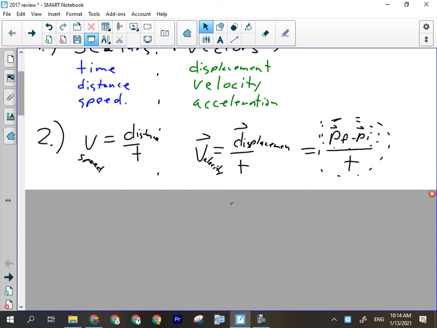Then we talked about v equals d over t. That could be speed equals distance over time. It could be velocity equals displacement over time. And if it's displacement over time, especially if you're looking at a position versus time graph, it could be final position minus initial position over time. Either one of those will work.